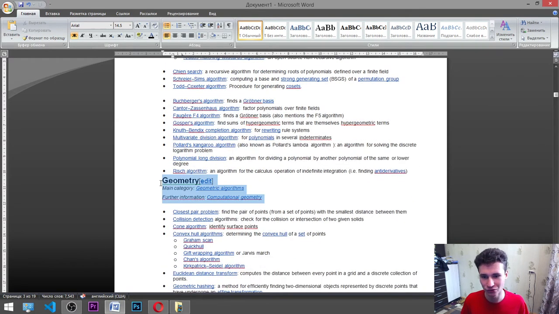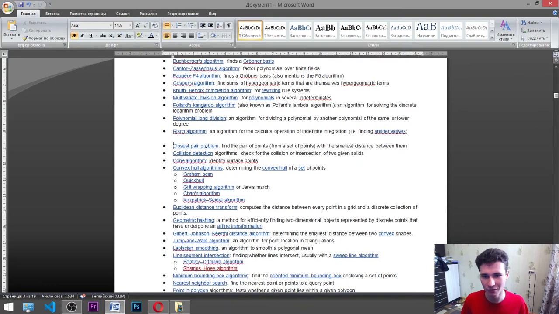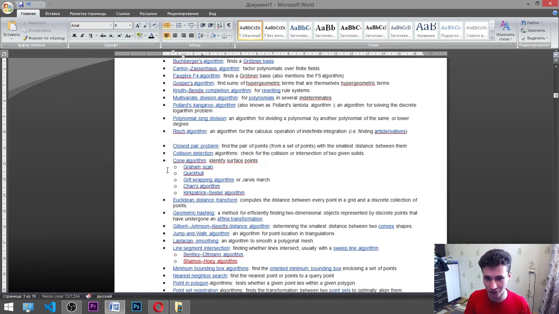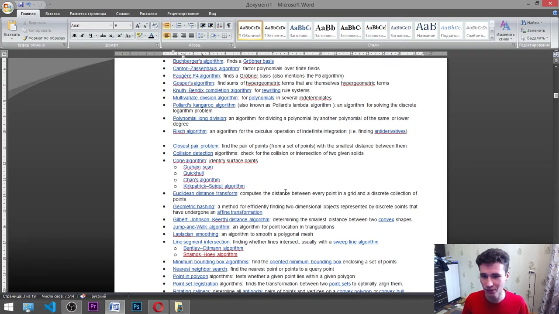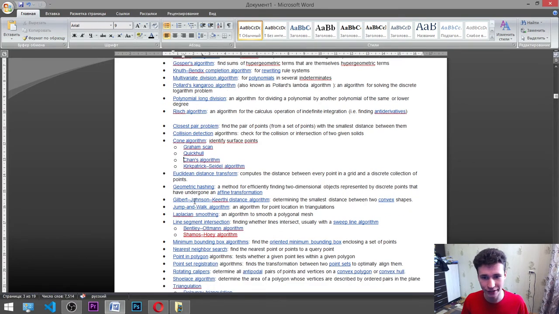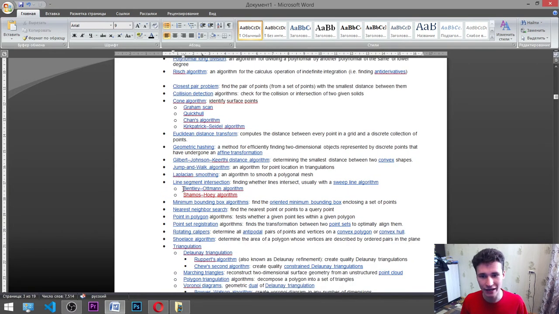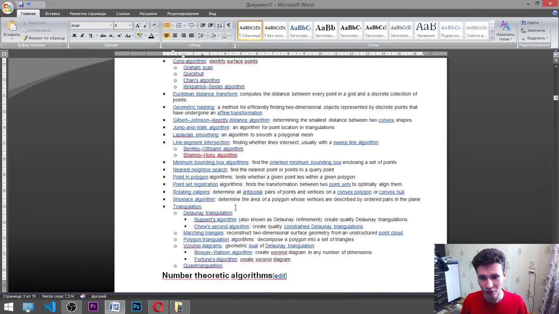And geometry, okay. Closest pair problem, collision detection. Yes, I somewhat know about them. Actually, convex algorithm, yes, I know kind of the main basis of it. Also, I heard about this one and gift wrapping algorithm. I've seen the video about it. Euclidean distance transform, geometric caching, Gilbert–Johnson–Keerthi, jump and walk, Laplacian smoothing, line segment intersection, need to learn about them.